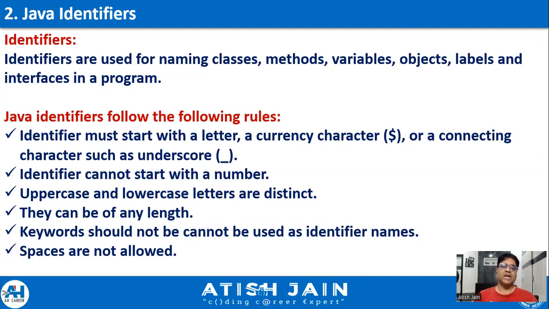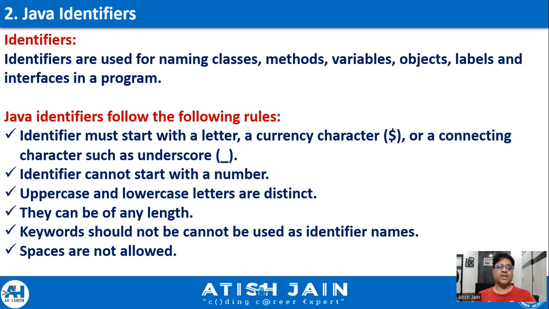That's nothing but class names, method names, variable names. In Java, identifiers should start with either an alphabet, a dollar symbol, or an underscore. But generally, we all start using characters only. An identifier should not start with a number. Uppercase and lowercase letters are considered distinct because Java is a case sensitive programming language.